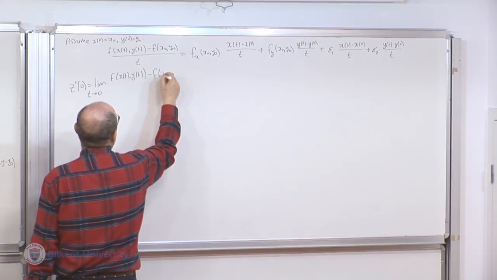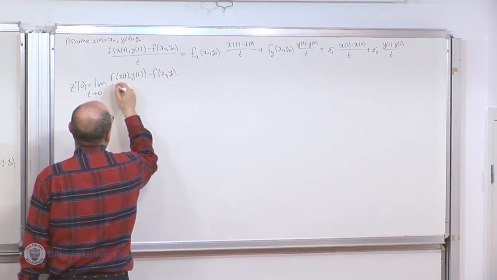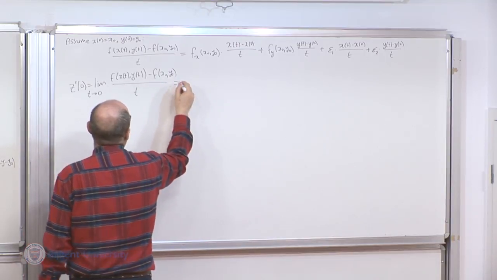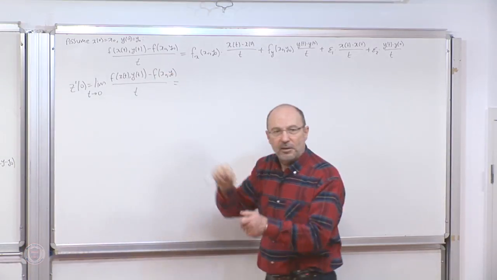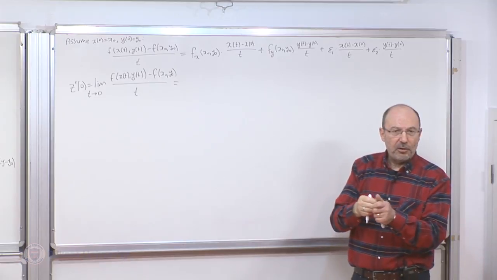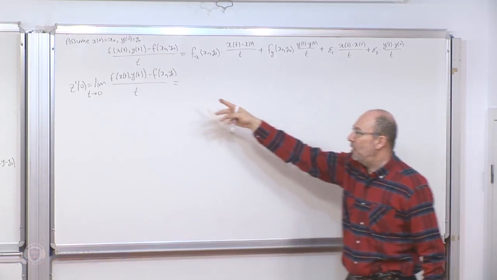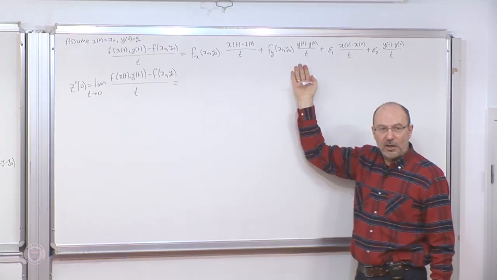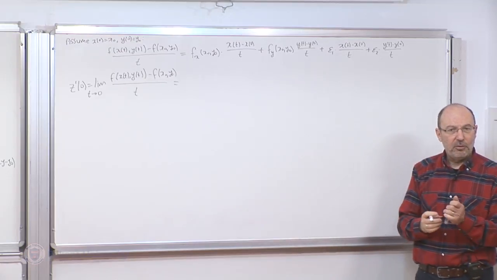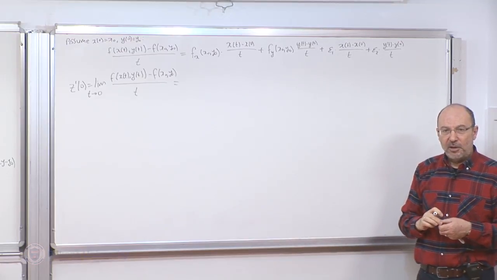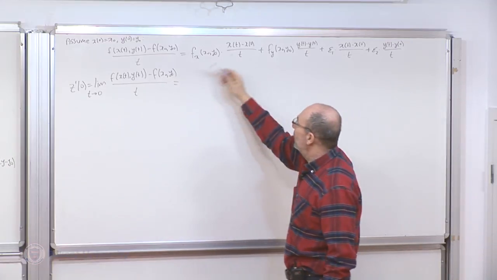Minus f of x0, y0 over t. Okay, so here, of course, you see that in this part there is no information to calculate, but on this side, this expression is equal to this side, and on this side there is enough information to calculate the limit if it exists. Now we calculate the limit on this side.